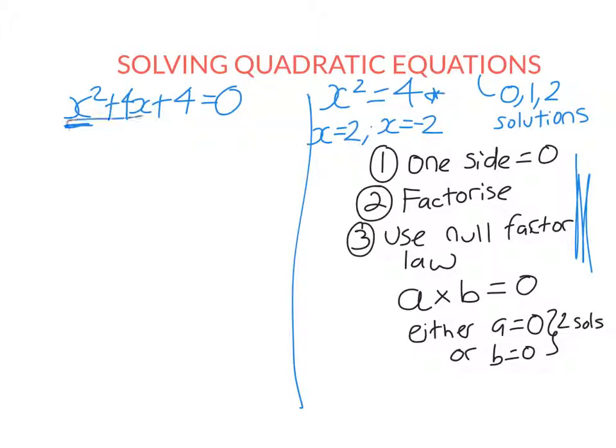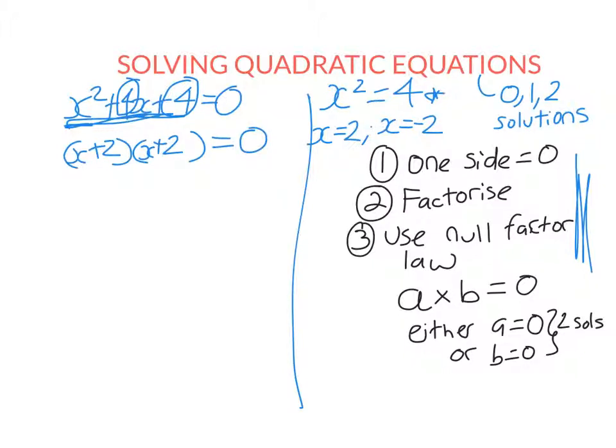I'm going to factorize this expression. So when you have a quadratic trinomial, remember you factorize, we've got 2 brackets, put an x in each bracket. I've got to find 2 numbers that multiply to 4, and also add to 4. So those numbers are 2 and 2. So I put them in the brackets. So x plus 2 times x plus 2 is equal to 0. That's the second step done.